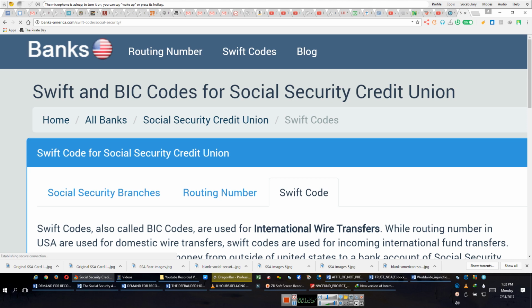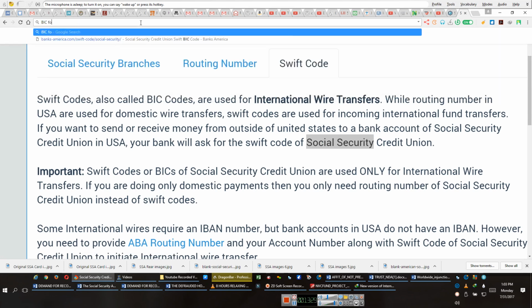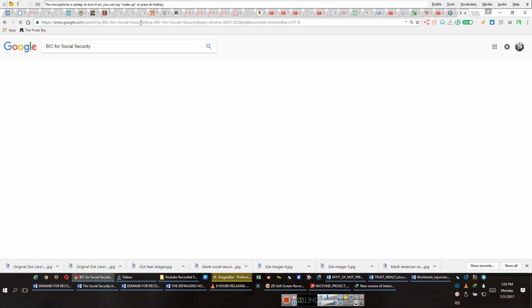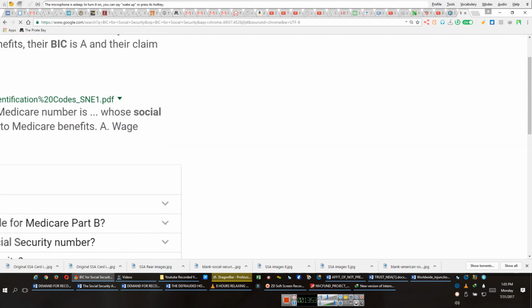There's also another code, BIC code. So let's do that. BIC code for Social Security. So give me a second. We're going to do the BIC code. And see, I was supposed to put BIC code, but I put BIC. So, beneficiary identification code. I was getting ready to type it in, but I didn't have to do it.